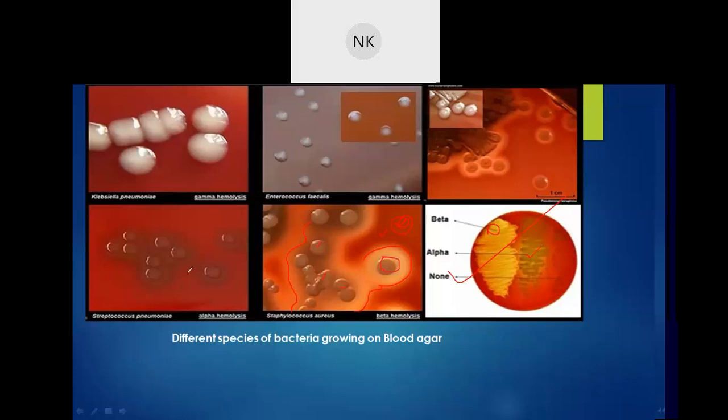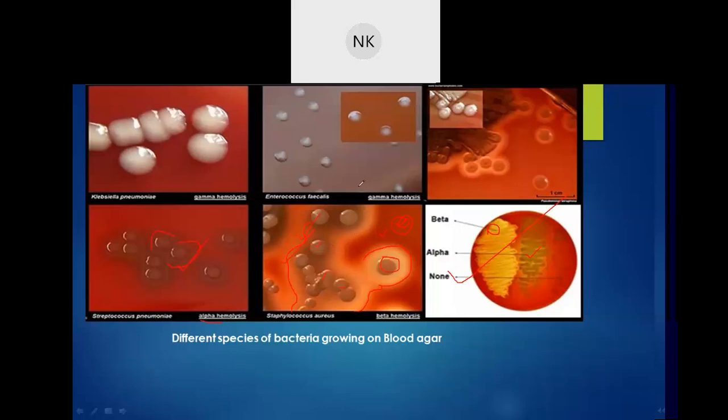Next, coming to alpha type. You can see the difference between this picture and that picture. This is alpha hemolysis, which is incomplete. The lysis is not as clear as beta hemolysis. Incomplete hemolysis is shown, and one example is Streptococcus pneumoniae, which shows alpha hemolysis. The RBC cells are not completely lysed; incomplete lysis occurs.